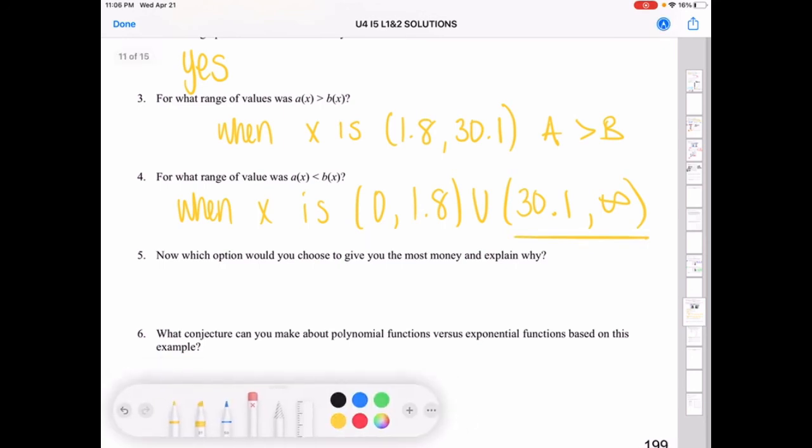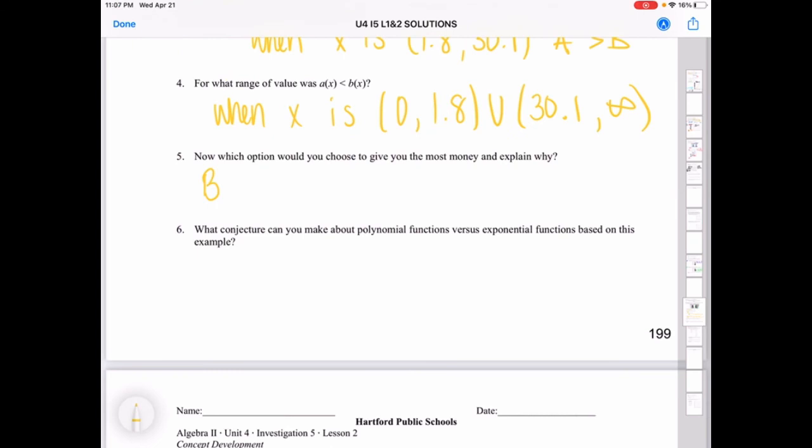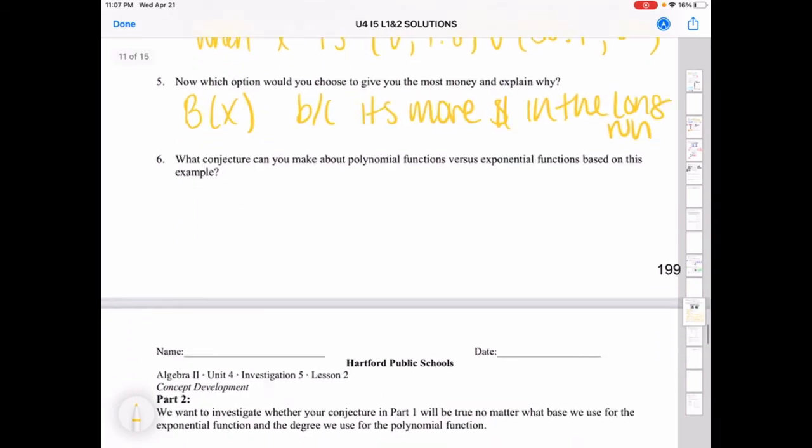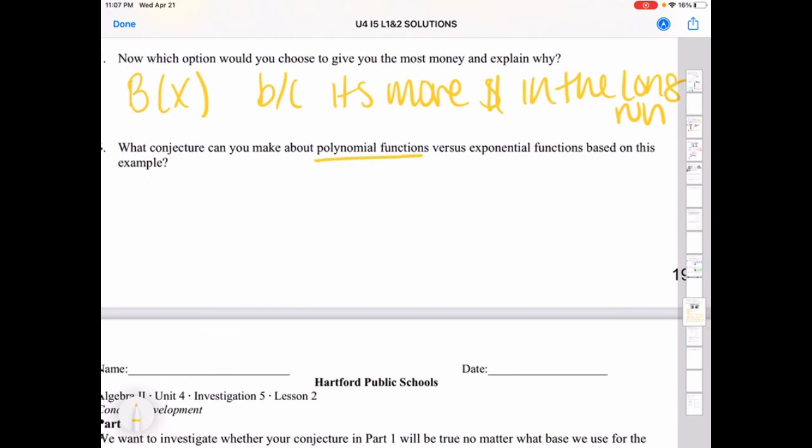Moving on. What option would you choose? Well, I would choose B of x because it's more money in the long run. And it's asking, what conjecture can we make about these polynomial functions versus exponential? Polynomial versus exponential. Well, exponential will always be bigger eventually.